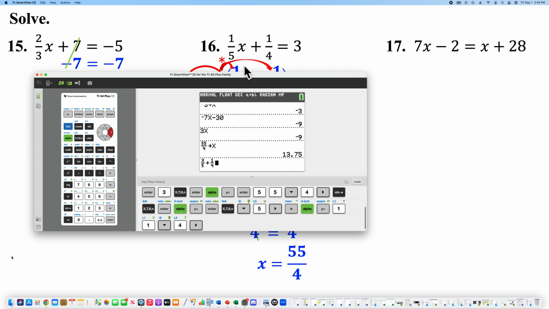Alright, if this is right, it's supposed to equal 3. There's my 3. Now remember, it's not going to be 13.75 because that's what my x value is. Type in the left side. If it's equal to the right side, then you know it's correct.